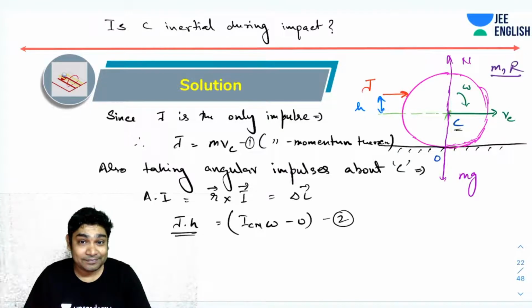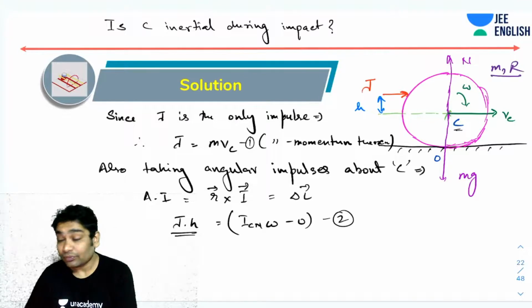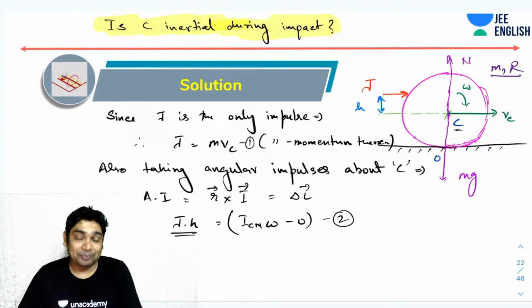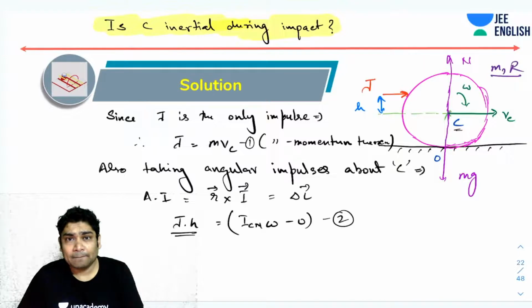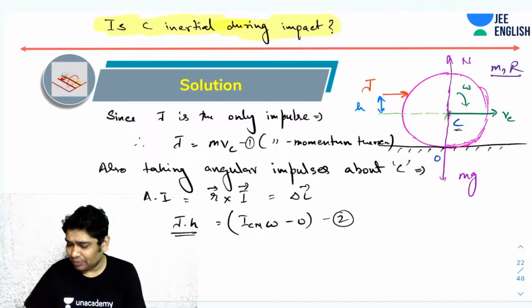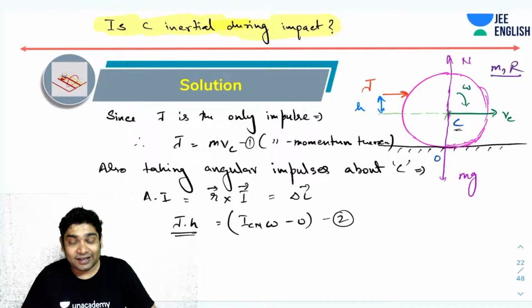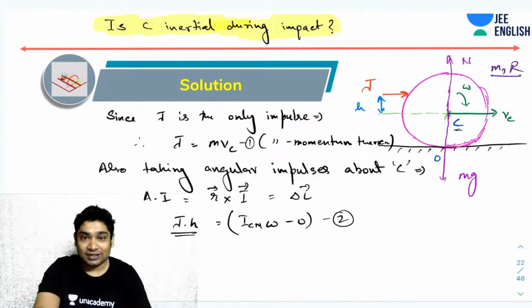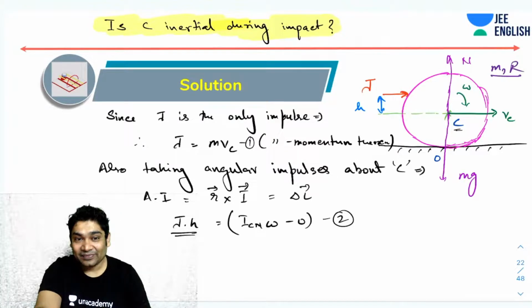So hurry up and tell me, is C inertial? Just to ensure that we're not missing out on it. Is C inertial during the impact? Quickly tell me. Okay, anybody? I'll wait for a minute at least. Come on, guys, think about it and try to give me an answer. Yes or no? Is C inertial during the duration of the impact? Is it inertial or not? Yes or no? Think about it.